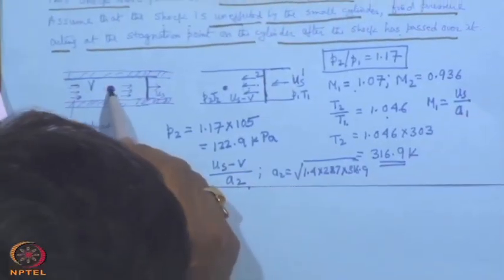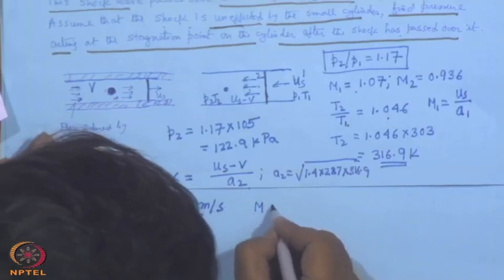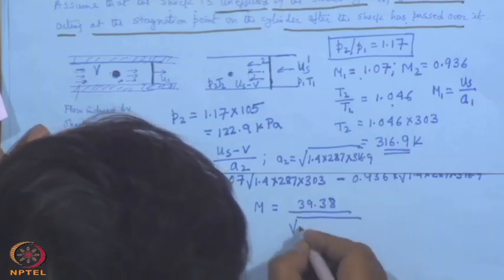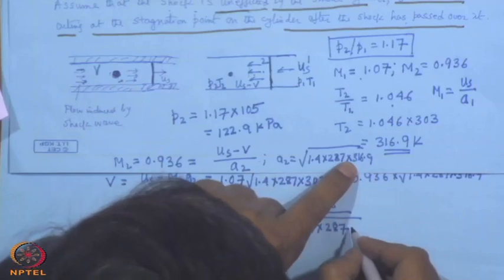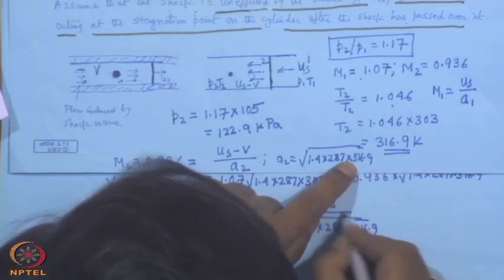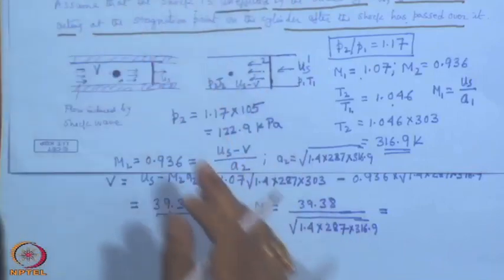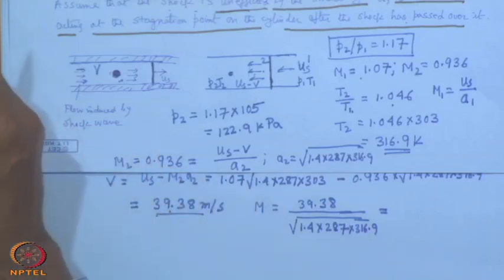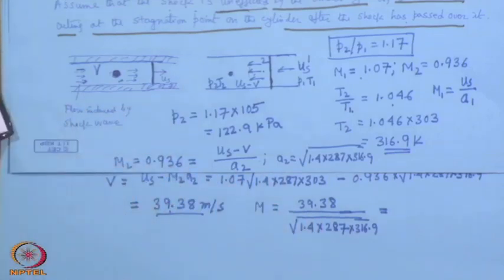In the actual problem, the cylinder is exposed to this uniform velocity of 39.38. So the local Mach number M is 39.38 divided by the local acoustic speed, which is the square root of gamma R T, that is 1.4 into R into this temperature, giving 316. That is nothing but A2 in this problem. If you calculate this M, I will tell you the value which I have already calculated. This is the M2 of the problem.